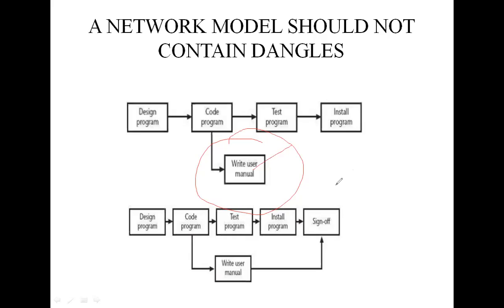So we have to redraw the network with a final completion activity, which in this case is most probably more accurate. The figure implies that the project is complete once the software has been installed and the user manual is written. Both are complete. So we should draw the network with a final completion activity. By connecting these two with the sign off, we remove the dangling.